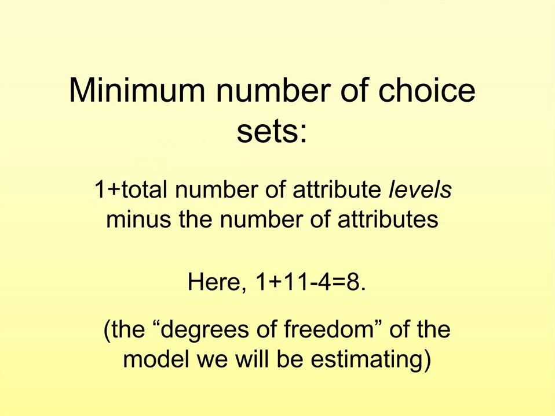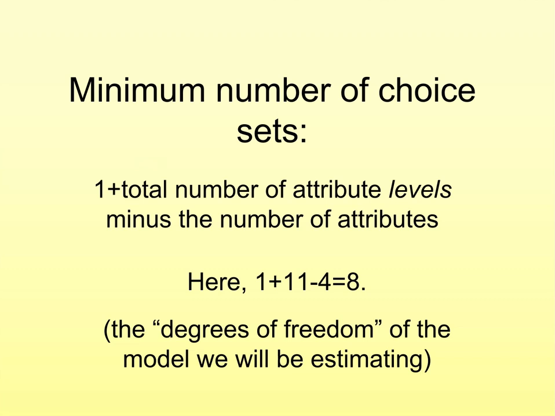The rule is this: the minimum number of choice sets per survey we can specify has to be at least as large as the number of degrees of freedom of the models that we're going to be estimating. And in particular, there's a very simple rule for figuring this out. It's 1 plus the total number of attribute levels that we have in our experiment minus the number of attributes.